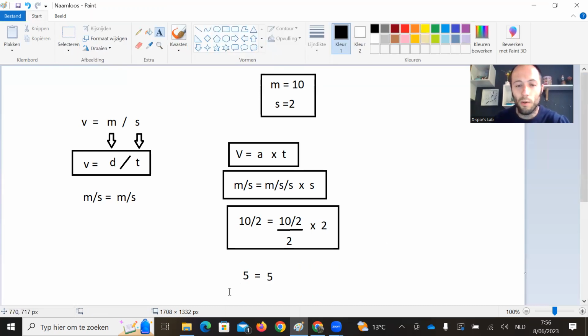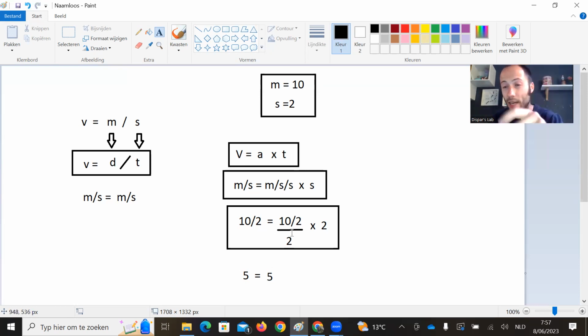Remember, we are now calculating the units, but we have just replaced them with numbers. And so this unit 5 equals this unit 5. It's the same. Velocity, so which means that acceleration times time equals velocity.